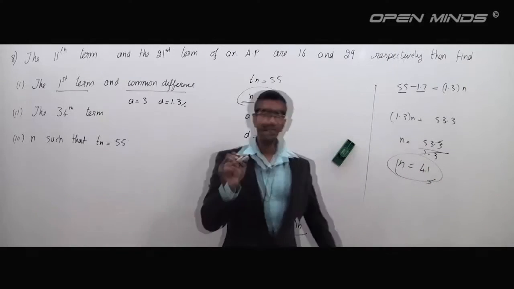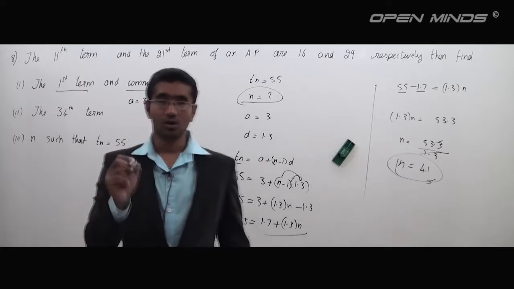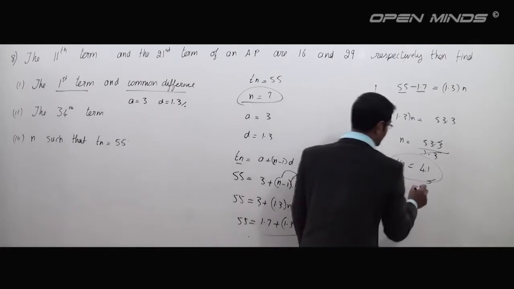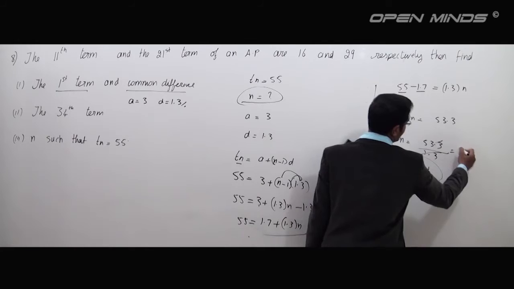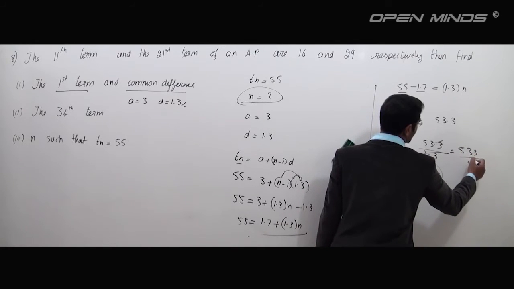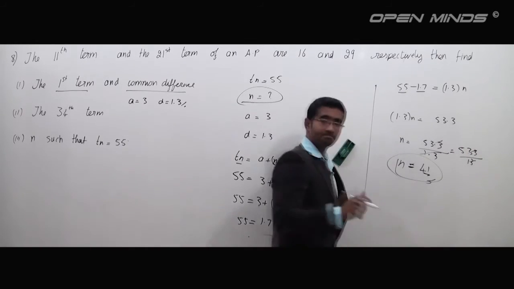n has to definitely be a whole number or integer. Basically it cannot be a fraction, right? So that's how it goes. You can also write it as 533 divided by 13, and cancelling, you should get 41. That's the answer.